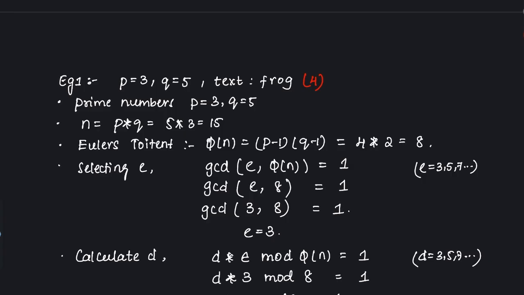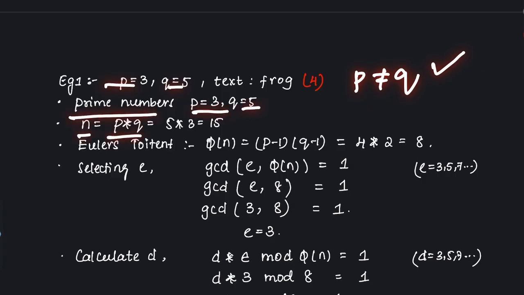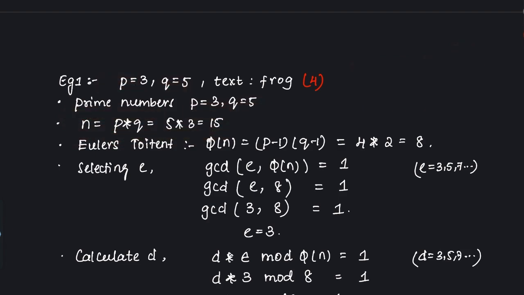Okay, so the first step, I have to calculate the N value, right? P and Q are there, and P is not equal to Q, again checked. Then I have to calculate N, that is N is equal to P star Q, 5 into 3, 15. I got it, done. After that I have to calculate phi of N.